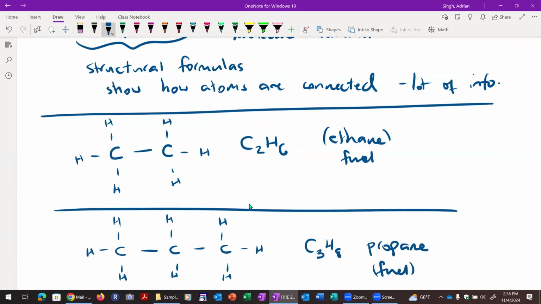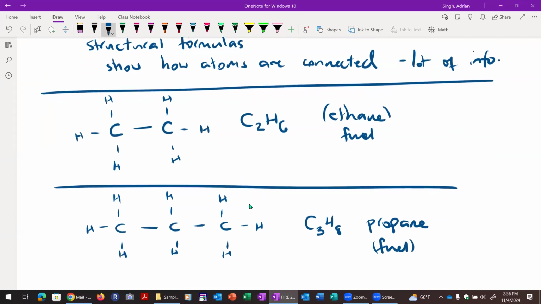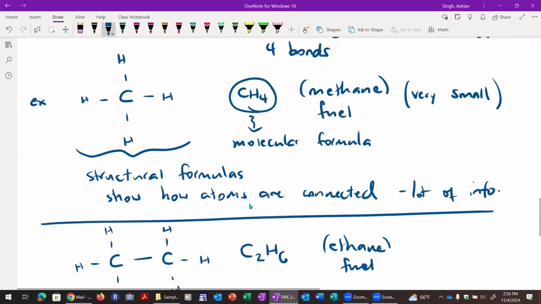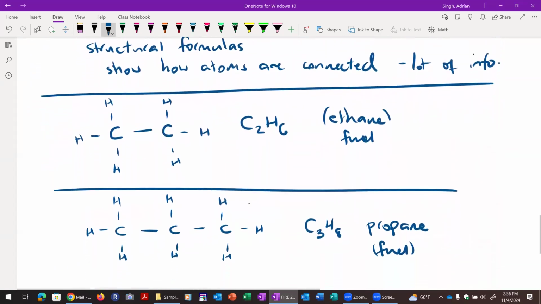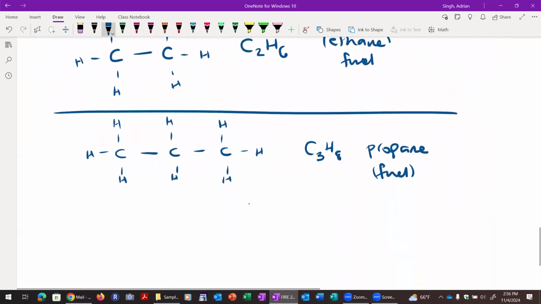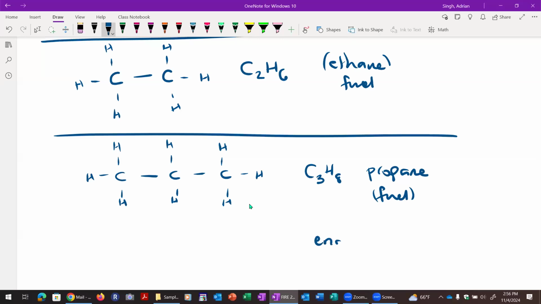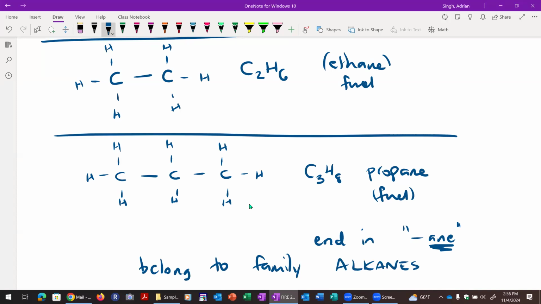So in these three examples of hydrocarbons, you will see that we have methane made up of one carbon, four H's. We have ethane, two carbons, six H's, propane, three carbons, eight H's. These all end in this A-N-E ending, "ane," and this means they belong to a family called the alkanes. So alkanes all end in that A-N-E ending.